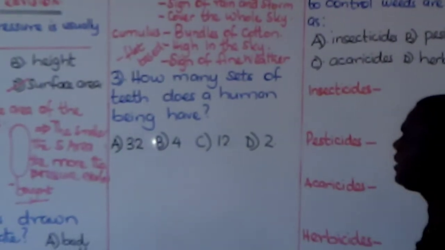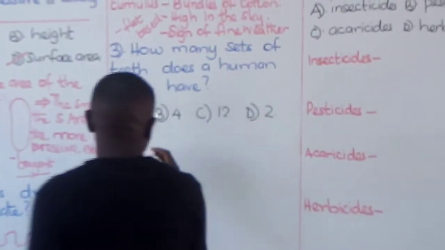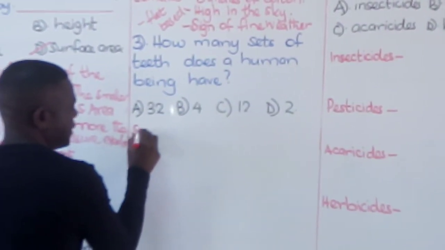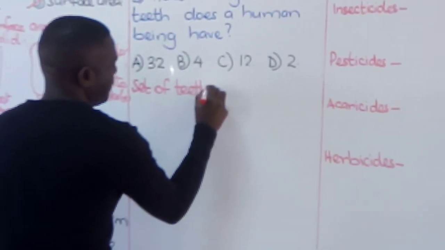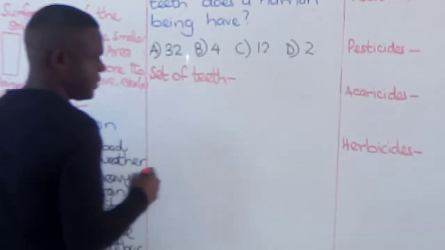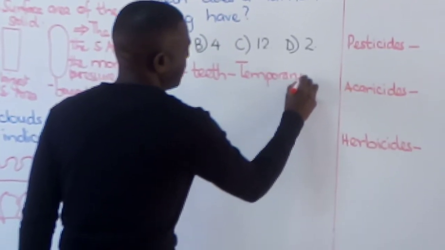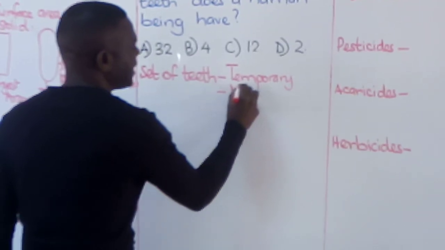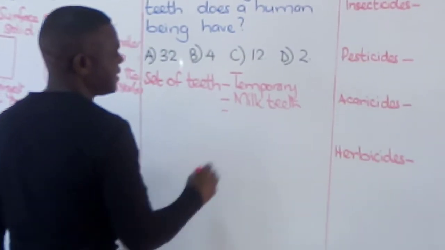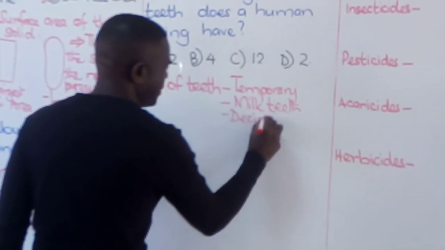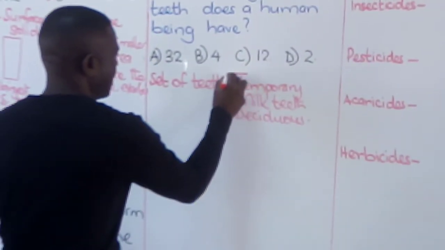How many sets of teeth does a human being have? Now, we have 2 sets of teeth. The first set is called temporary. Most of you call it milk teeth, and others call it deciduous teeth. This is the first set of teeth.